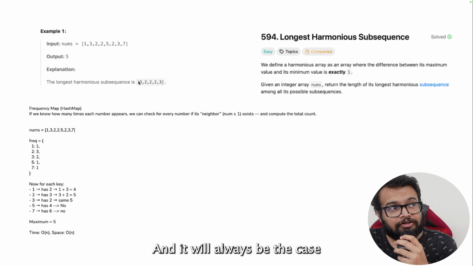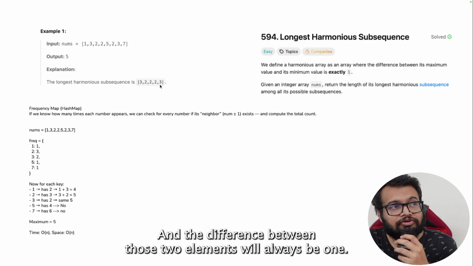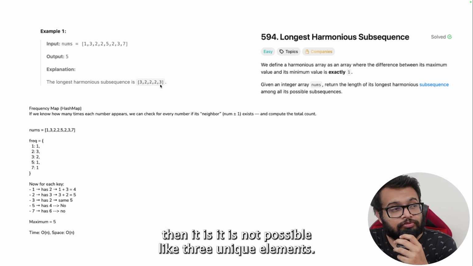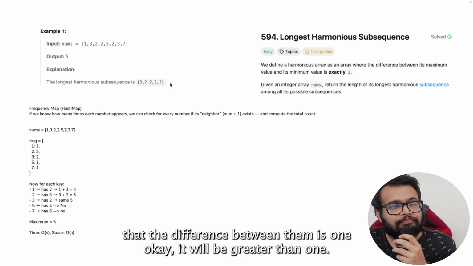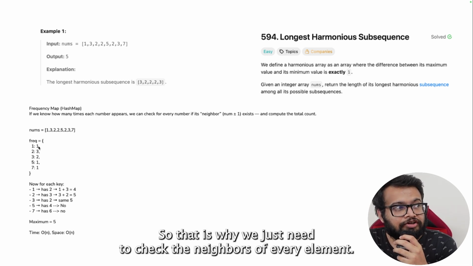And it will always be the case that the answer will have only 2 elements, and the difference between those 2 elements will always be 1. If there are 3 unique elements, then it is not possible that the difference between them is 1. It will be greater than 1. So that is one key observation here. So that's why we just need to check the neighbors of every element.